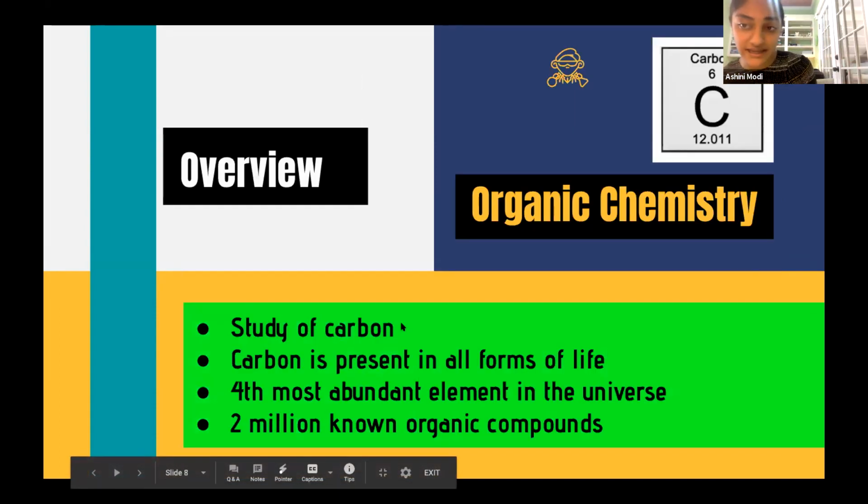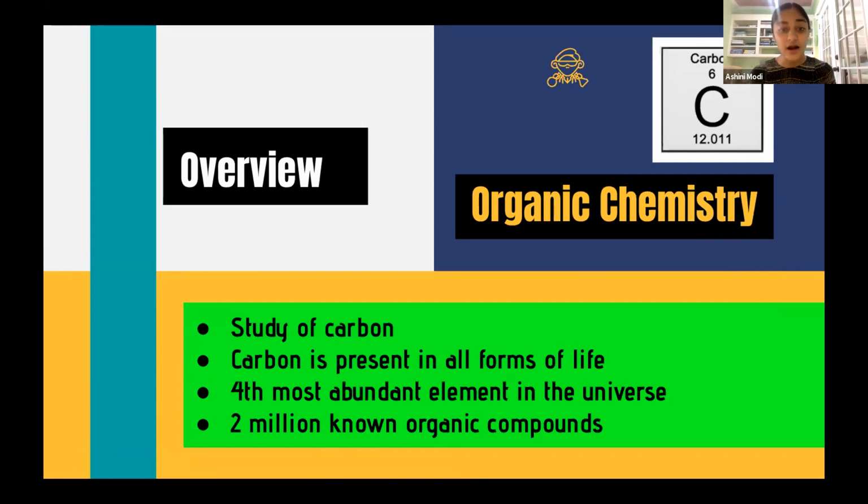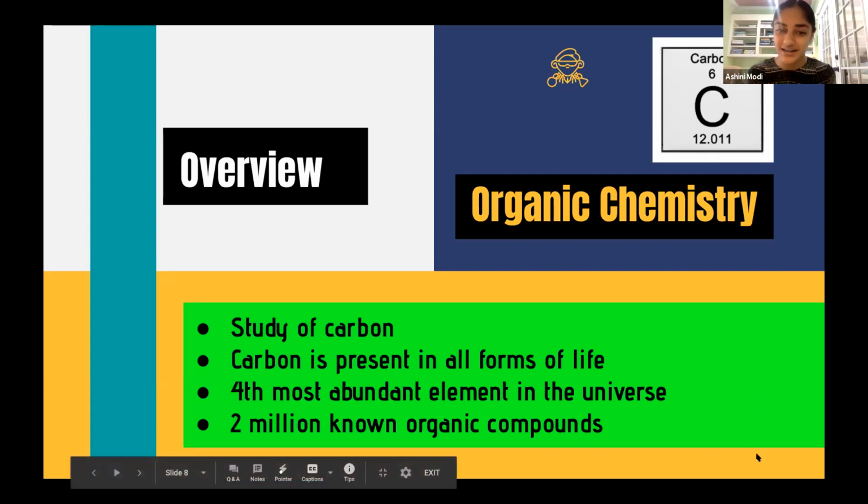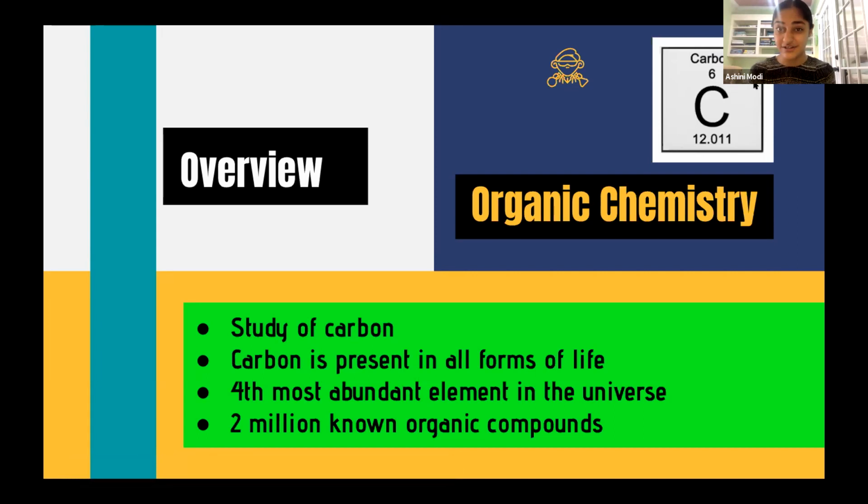You also have organic chemistry, which is the study of chemistry that contains carbon. Carbon is present in all forms of life. It is the fourth most abundant element in our universe, and there are 2 million known organic compounds. So, can anyone tell me what they think the number one most abundant element in our universe is?